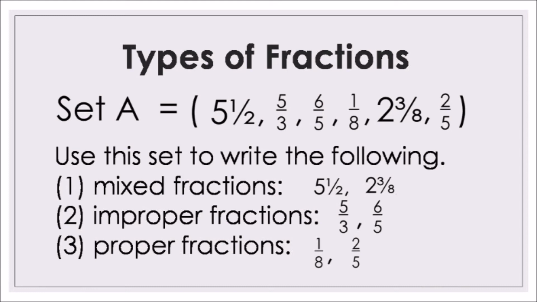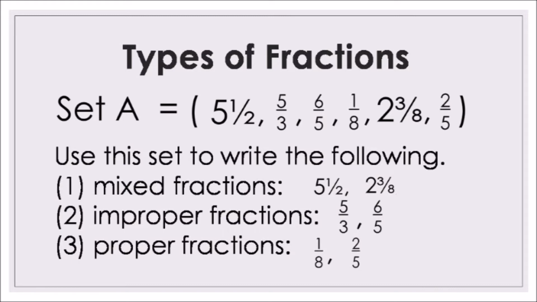The mixed fractions, the easy ones, 5 1/2, 2 3/8. Mark them. The improper fractions would be, remember, the number on the top has to be larger or equal to the number on the bottom. 5/3 and 6/5. And then the proper fractions would be 1/8 and 2/5, where the denominator is larger than the numerator. Those are your proper fractions.